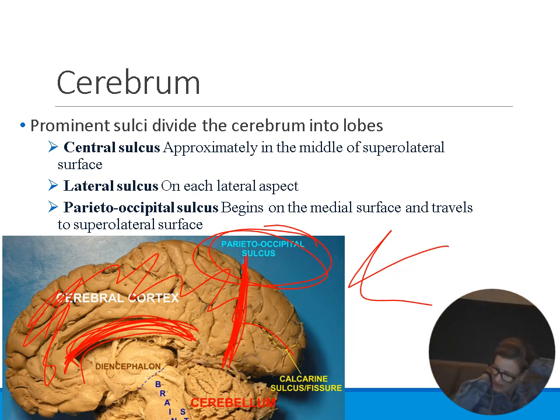There is another important sulcus that goes through the occipital lobe, and that's called the calcarine sulcus. The calcarine sulcus is this one here that's dividing the occipital lobe into top and bottom parts, again, on the medial surface.